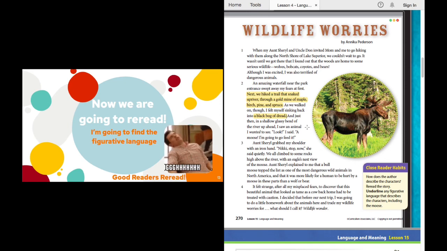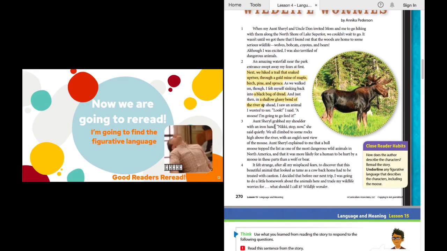"And just then, in a shallow, glassy bend of the river up ahead, I saw an animal I wanted to see." In a shallow, glassy bend of river. Was it a glass river? No. But again, a metaphor showing how beautiful and clear the river was. "I saw an animal I wanted to see. I was going to feed it."